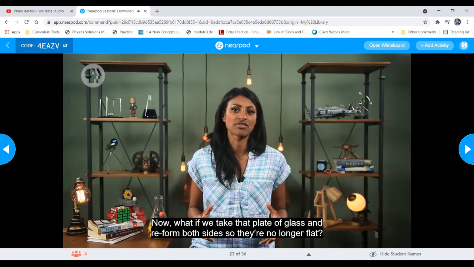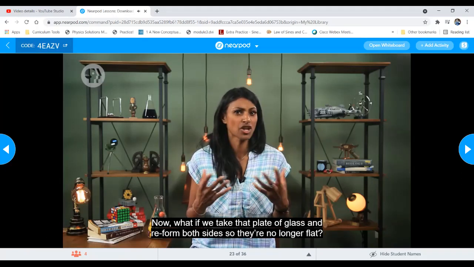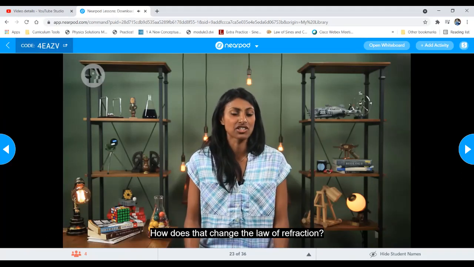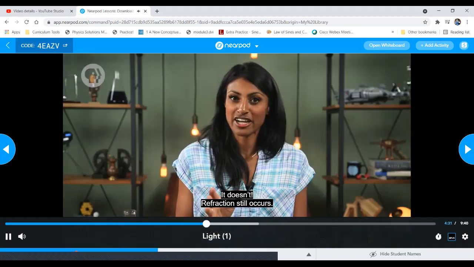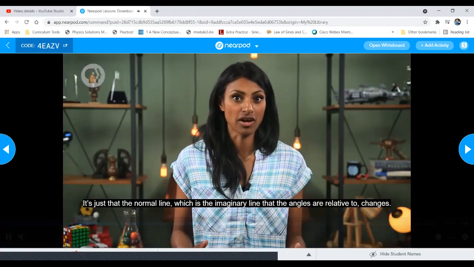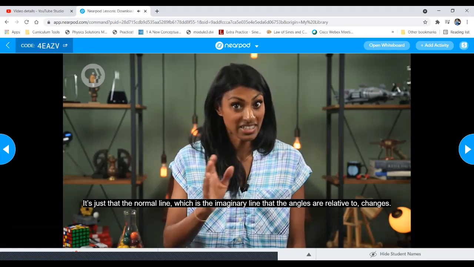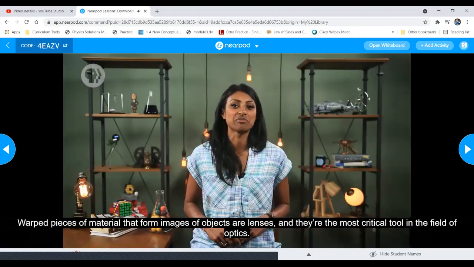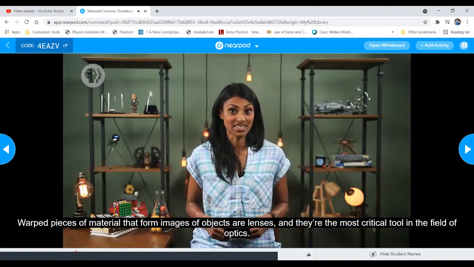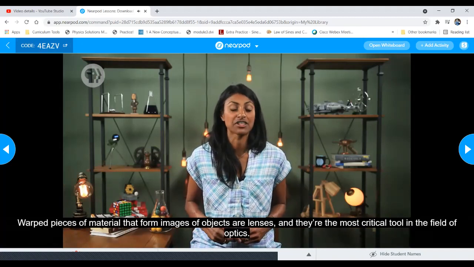Now, what if we take that plate of glass and reform both sides so they're no longer flat? How does that change the law of refraction? It doesn't. Refraction still occurs, it's just that the normal line, which is the imaginary line that the angles are relative to, changes. Warped pieces of material that form images of objects are lenses, and they're the most critical tool in the field of optics.